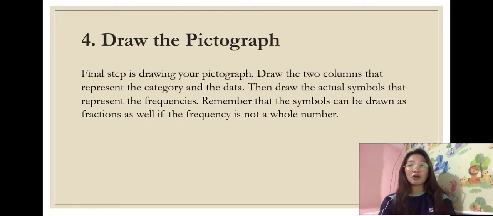Fourth step is to draw the pictograph. This would be the final step, and we need to draw two columns that represent the category of our data and then draw the actual symbols that represent the frequencies. So remember that the symbols can be drawn as fractions as well.